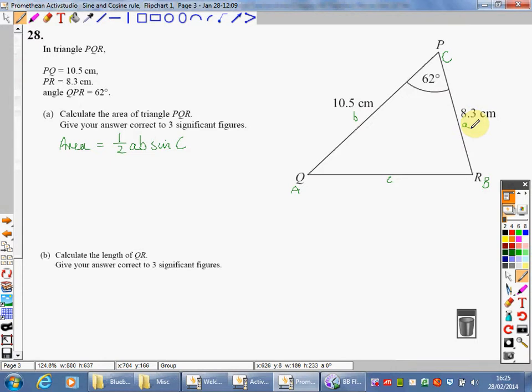And now it's a case of putting the information into the formula. Area equals a half of 8.3 times 10.5 times the sine of 62 degrees. Okay, just put it into the calculator. 0.5 times 8.3 times 10.5 times the sine of 62 all comes to be 38.47.